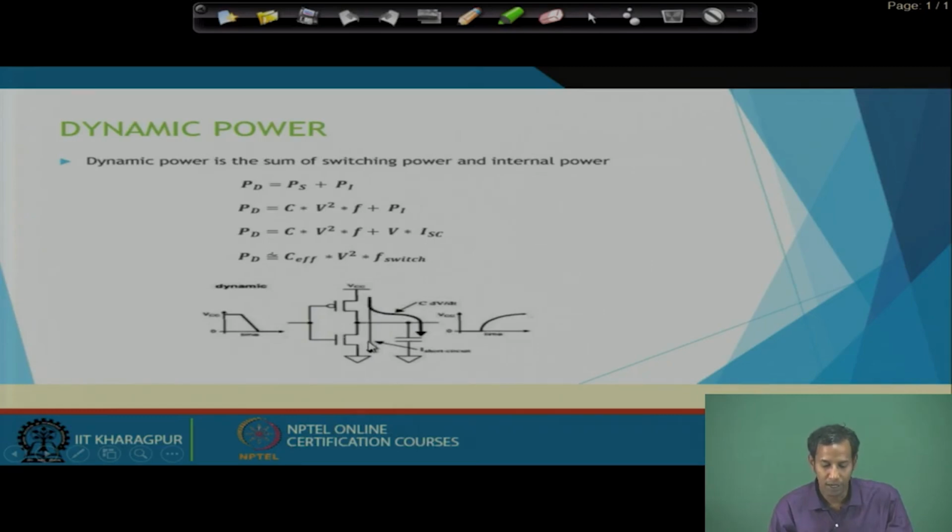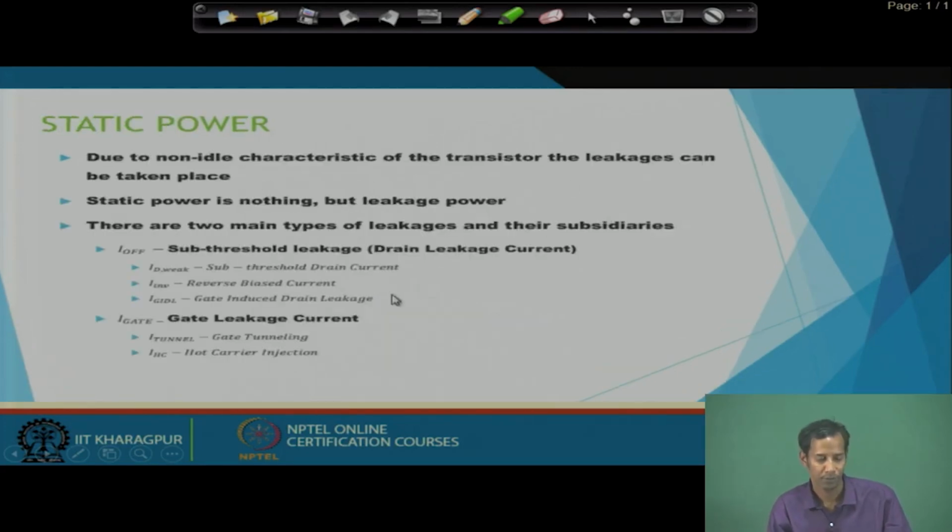This short circuit current arises whenever you have a connection from power to ground for a short time. That creates the short circuit current, and because of that short circuit current you get voltage into short circuit current as the internal power source.